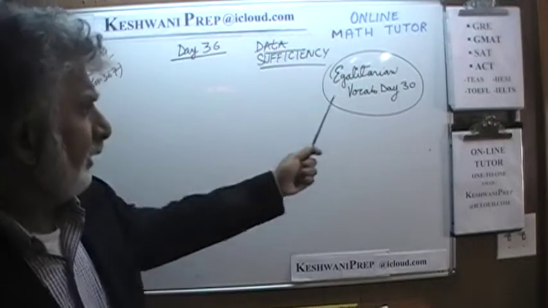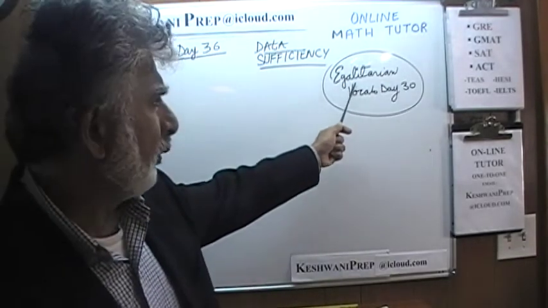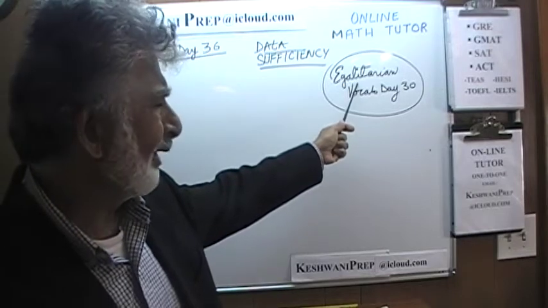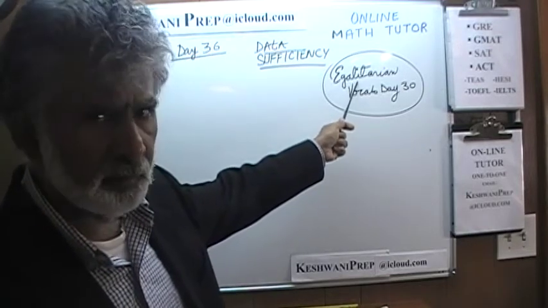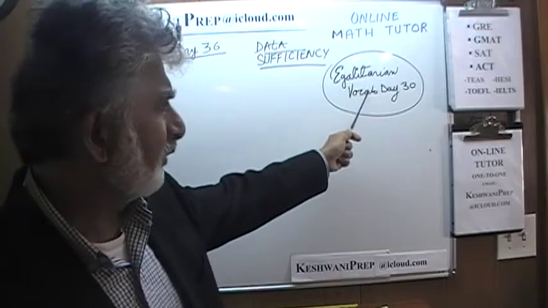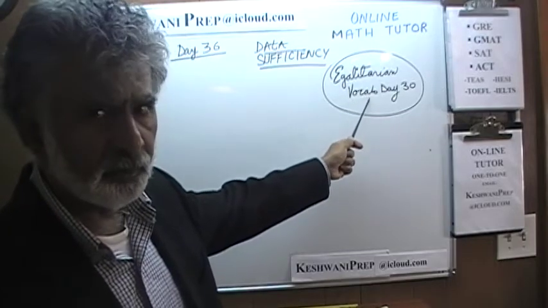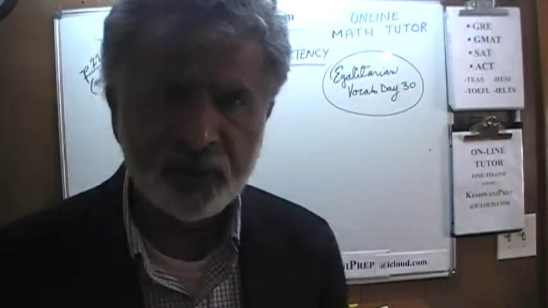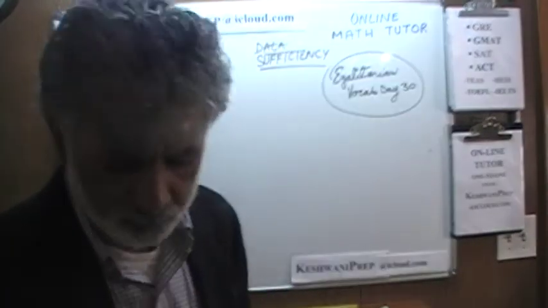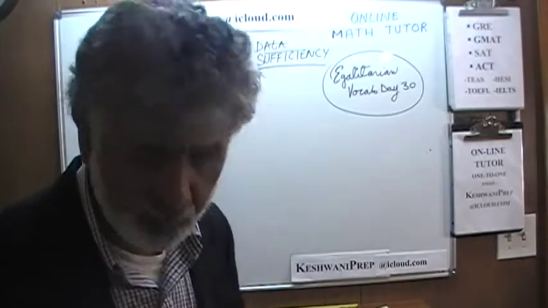Before we get into this, yesterday during the lecture, a vocabulary word cropped up. The word was egalitarian. If you want to learn what that means and how it was used in the lecture, watch vocabulary videos, improve your vocabulary. Just type in GMAT vocabulary words, day 30. The video will pop right up. Watch it and learn it. You will learn that word and some other words.